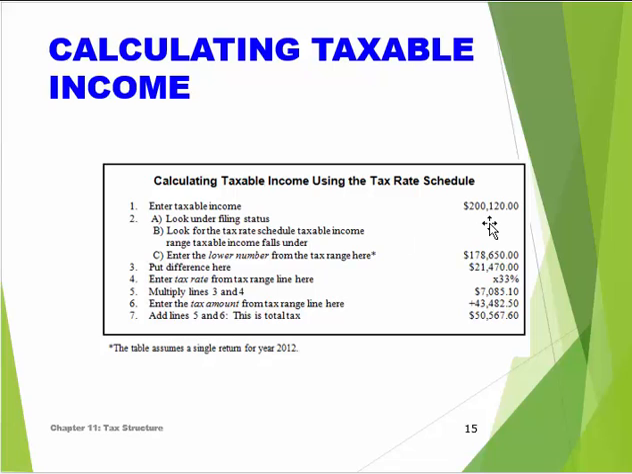Taxable income is $200,000. You find the status of the person. Once we know that, you find the lower number, find the difference between the two, enter the tax rate, 33%. So you're going to pay $7,085 plus the $43,482. So the total tax burden for this person is $50,567. And we've done this calculation in other classes, so that shouldn't be earth-shattering as to how that calculation is made.